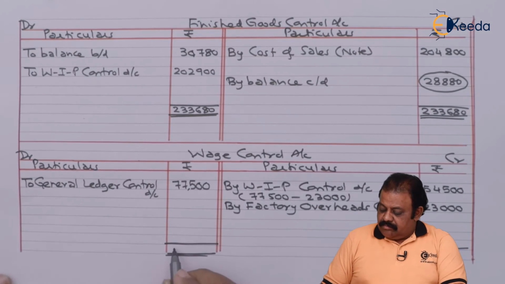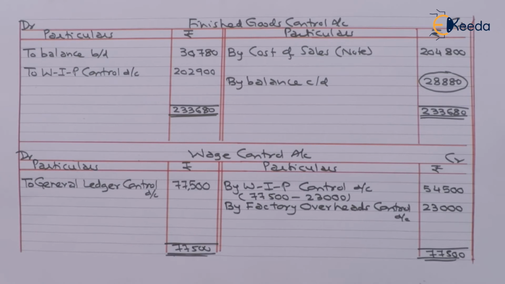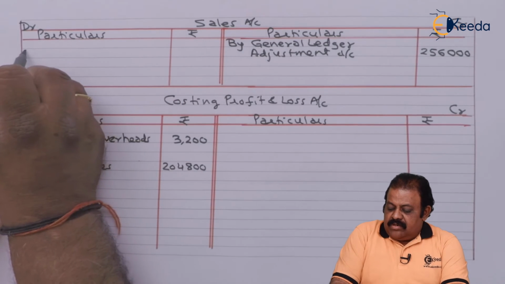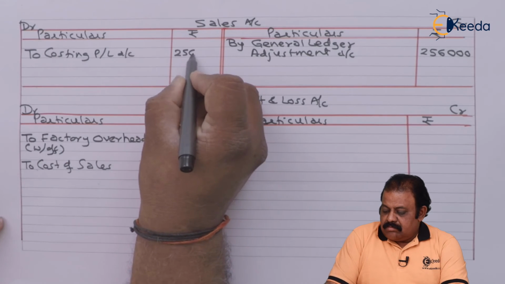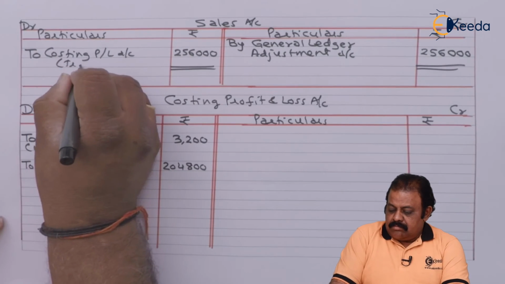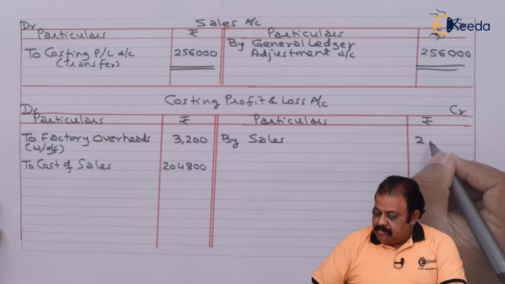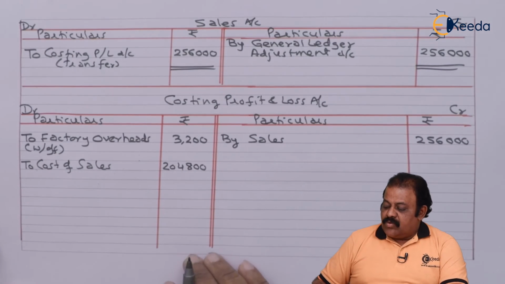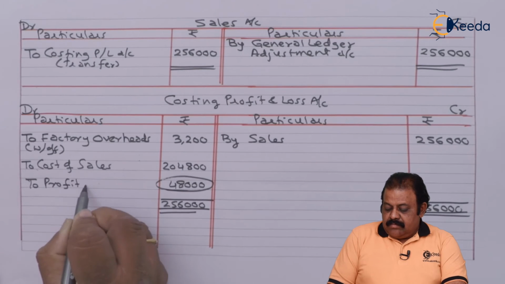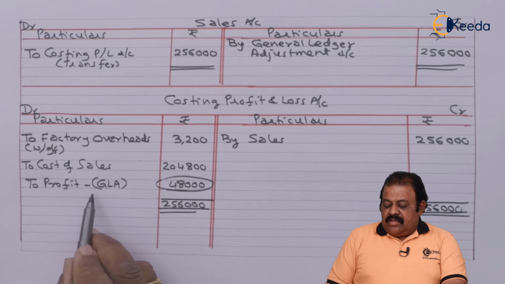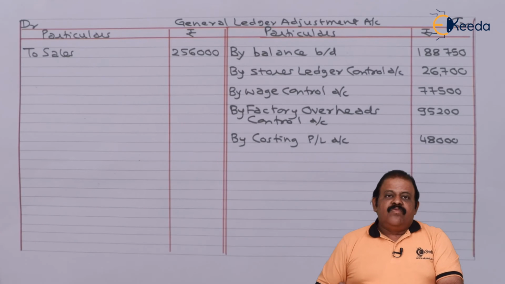Wage control account, 77,500. It is tallying. Sales account, 2,56,000. This will be transferred to costing profit and loss account. Costing profit and loss account credit side, by sales 2,56,000. We can close now costing profit and loss account, 48,000 profit. This will be transferred to general ledger adjustment account. General ledger adjustment account credit side, by costing profit and loss account, 48,000.